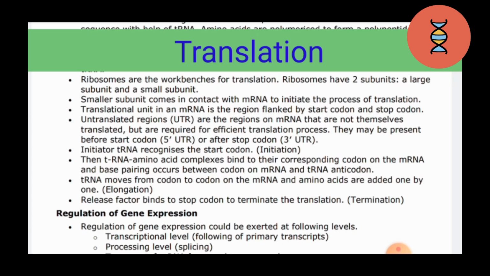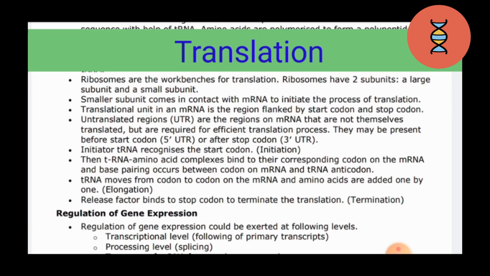Now the very important question, what is a polypeptide? Children, a polypeptide is a polymer of amino acids. So when many amino acids are joined together by peptide bonds, it is called a polypeptide, or in very simple words, it is protein.